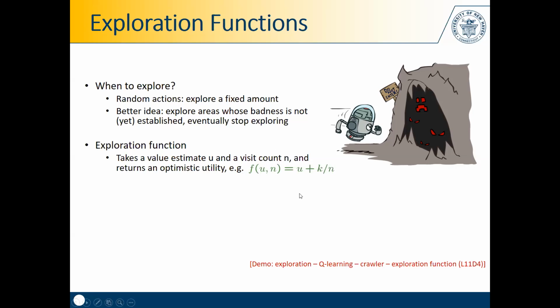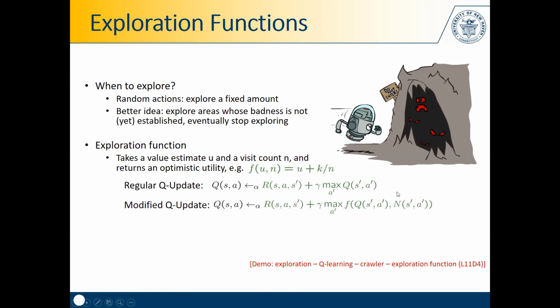All right, so what can we do with this f? How can we plug it into, for example, Q-learning? Remember the regular Q update? This is what we had before. Let's modify it. Let's replace Q with this exploration function f. So instead of dealing with the actual estimate of Q, we are going to consider f of Q and the number of times a transition starting from S prime and A prime has been visited or observed.